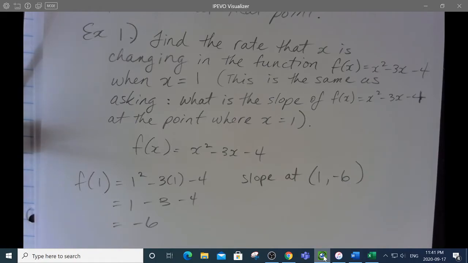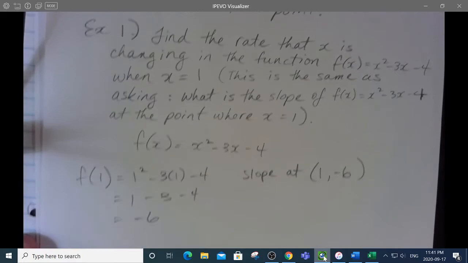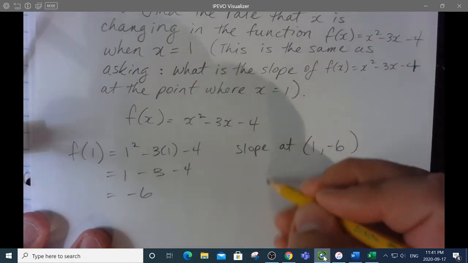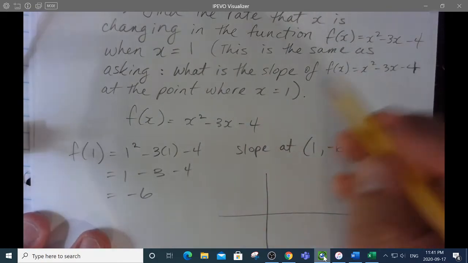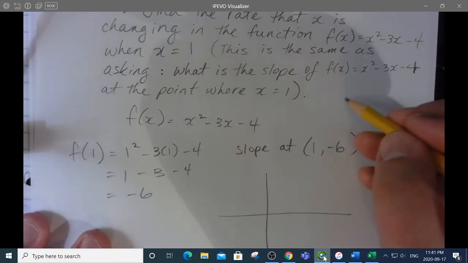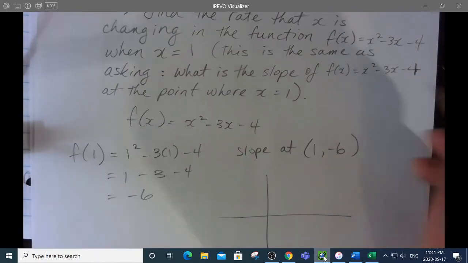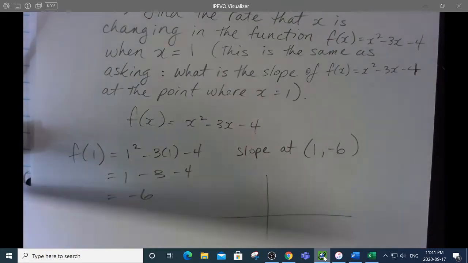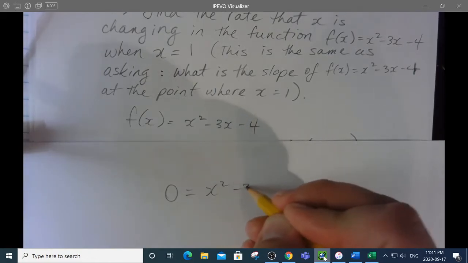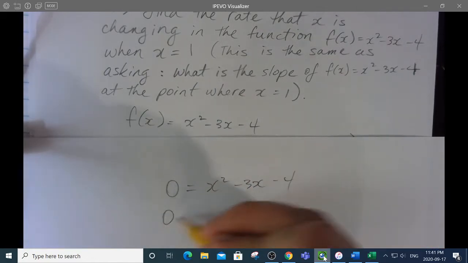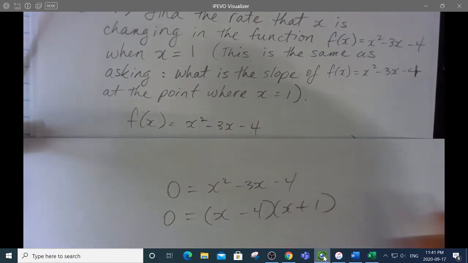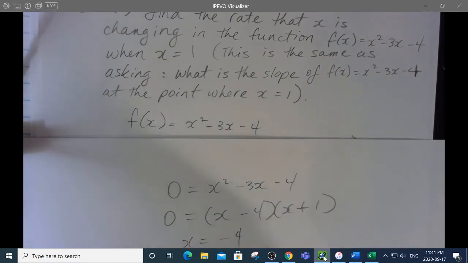Now, you can make a quick sketch of this if you wanted. I think this even factors, right? Let's see. What two numbers multiply to make negative 4 and add to make negative 3? You can just do this on scrap paper. In fact, I will. When y is 0, x squared minus 3x minus 4 equals 0, so 0 would equal (x minus 4)(x plus 1). Double checking my mental math. So I have zeros at x equals 4.